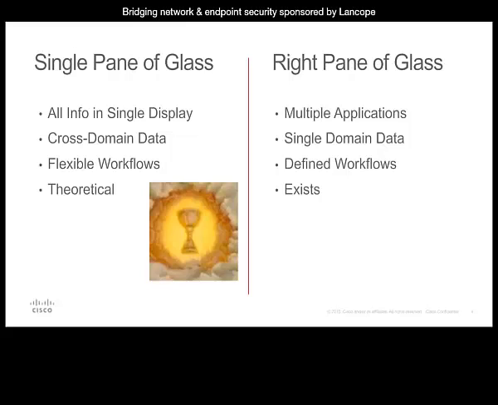So today I'm not going to go down the path of trying to explain how to build a single pane of glass or predict when it might actually exist. We're going to look at how we can solve these operational issues of stitching together network and endpoint data with the right pane at the right time.